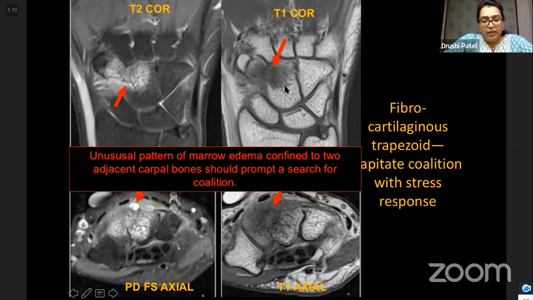This might have been there from the beginning, but the young fellow started gymming and all, increasing the stresses on the site of coalition, and now has presented with pain as a stress response adjacent to the site of coalition. So presence of an unusual marrow edema pattern in two contiguous carpal bones should prompt you to look at the level of the joint, whether there is any coalition or not.